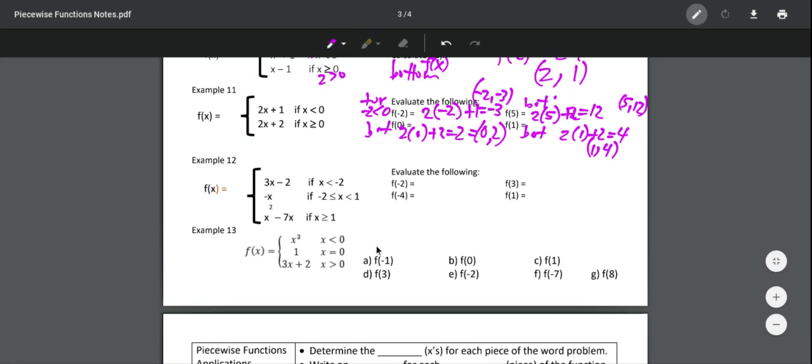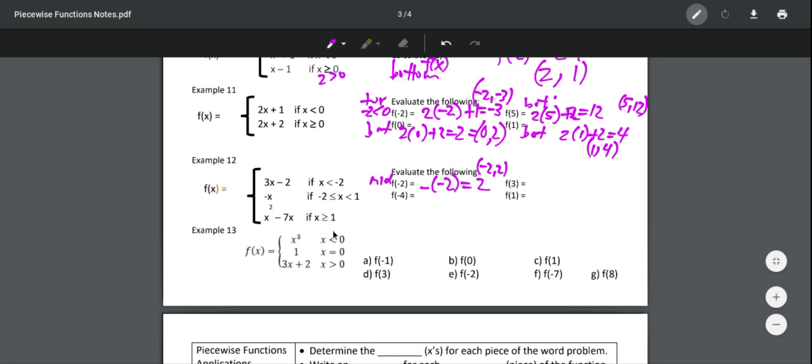So 3 times, where does negative 2 fall in? Well, negative 2 would be here, but it's not equal to. So we actually are going to plug it in this middle part. So we put the middle here. So we say negative times negative 2. So the opposite of negative 2 is 2. So this would be negative 2, 2 if we were doing ordered pairs.